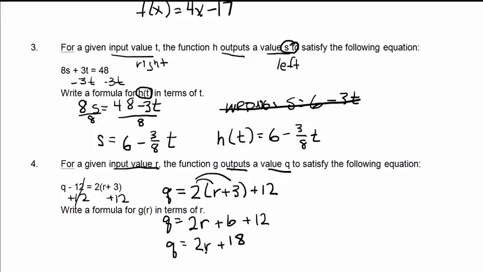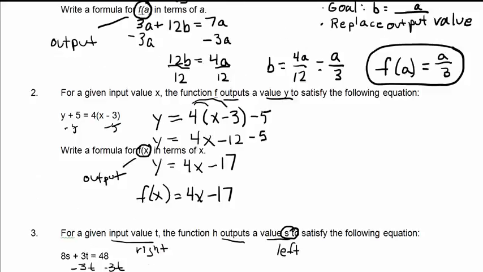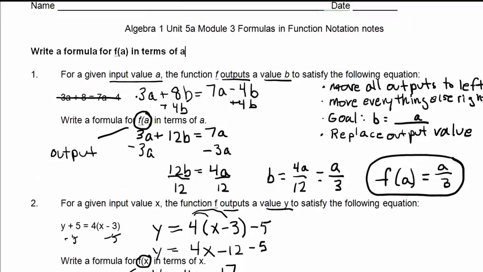And you remember there's one more step you have to do. That's right. This is your output value right here. We're going to replace our old output value q with our new output value g of r. So we're going to replace the q with a g of r. That equals 2r plus 18. So in this lesson, what we've learned to do is we have taken a formula that has a couple variables in it, and we've rewritten the formula for f of a in terms of a.